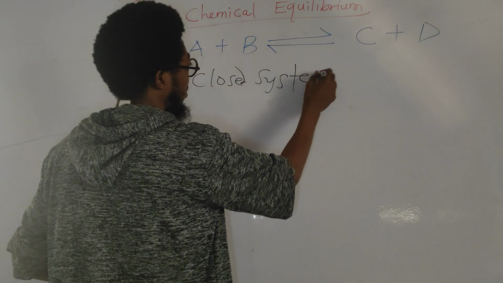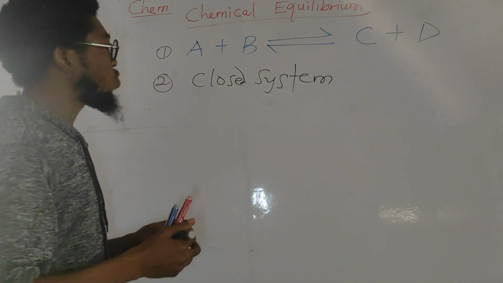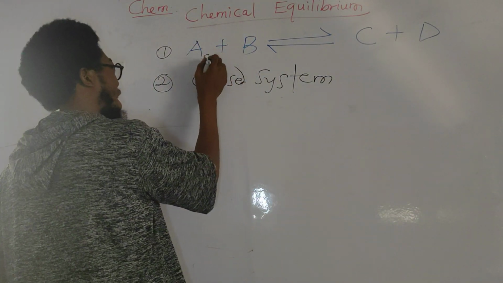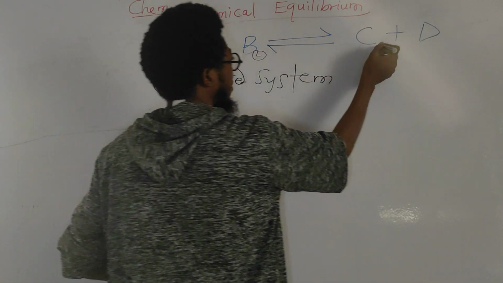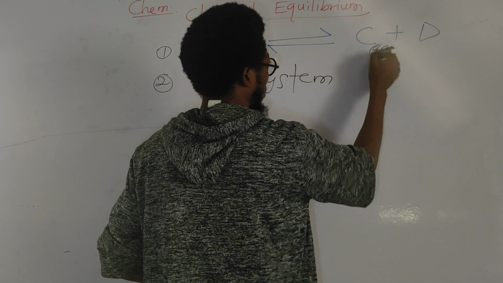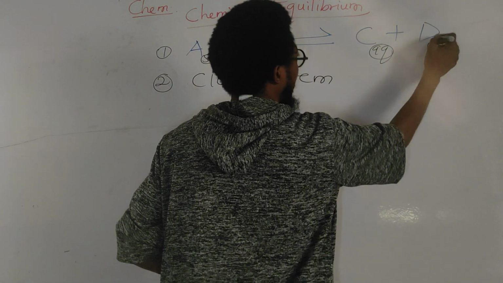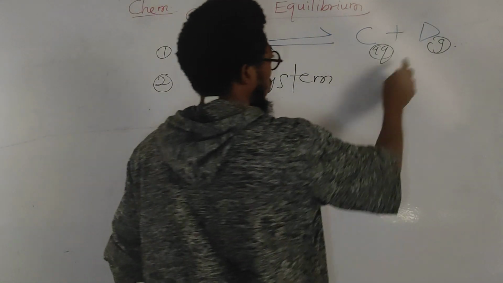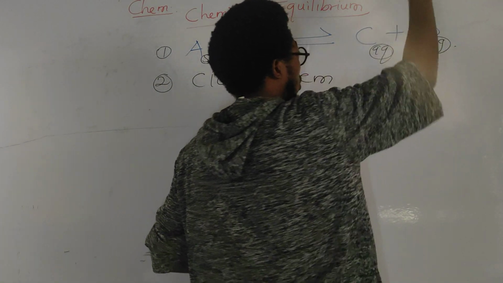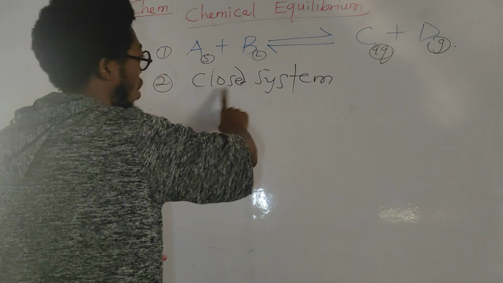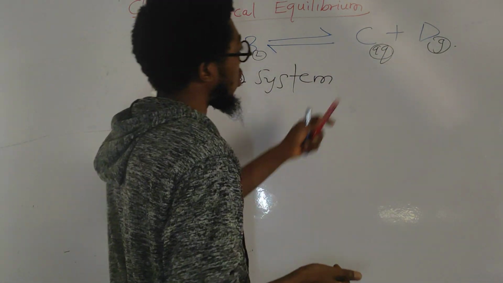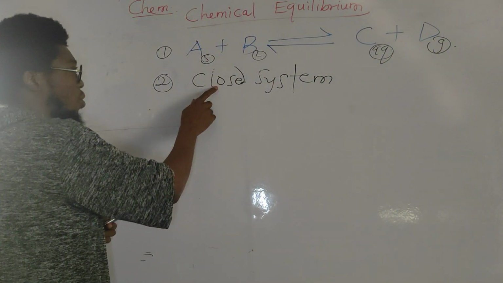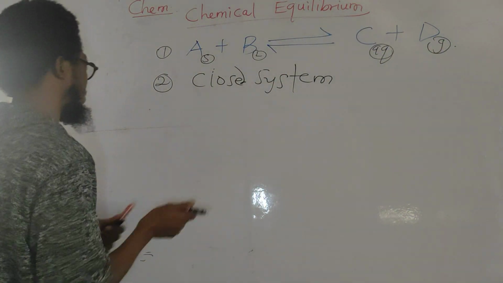If you carry out the reaction in a closed system, this will help us because let's make an assumption. Let's imagine that A is a solid, B is a liquid, C is an aqueous content, and D is a gas. If you now do this reaction in an open space, what do you think is going to happen to D? It will escape and run away. So you must make use of a closed system so that none of the reactants or the products will be able to escape. So that's why we must do the reaction in a closed system.